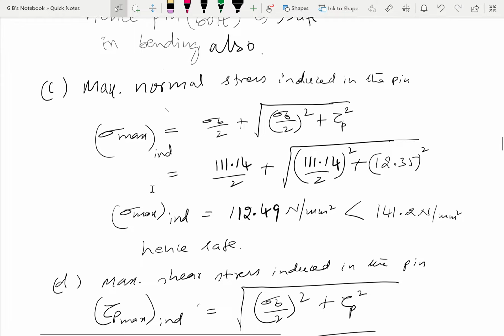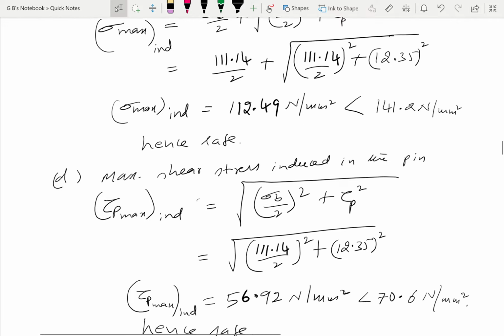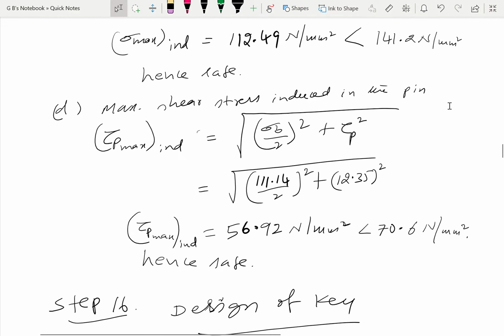After substitution and simplification we get sigma induced, that is maximum stress, as 112.49 Newton per millimeter squared, which is less than 141.2 Newton per millimeter square. Allowable maximum normal stress is 141.2 Newton per millimeter square, but induced is 112.49 Newton per millimeter square. So hence safe.